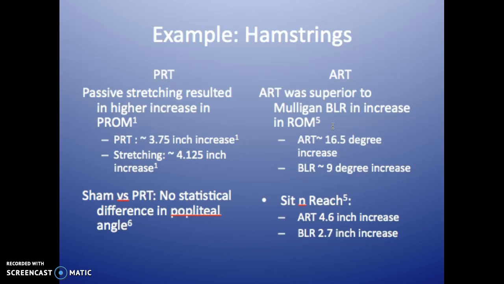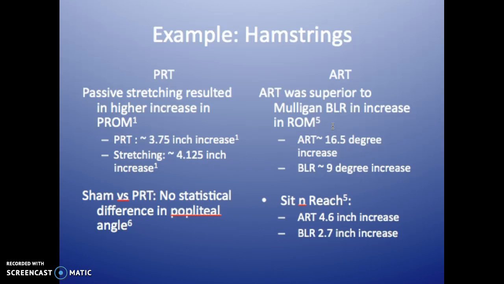So although I didn't find any specific hamstring literature comparing the PRT to the ART, it was interesting to find a couple of different articles that use the same types of outcome tools. So as you can see here, the positional release therapy was not as beneficial with stretching as ART. But of course, all results should be incorporated conservatively to make sure that it does fit in with your patient population as well as the needs of your patient.